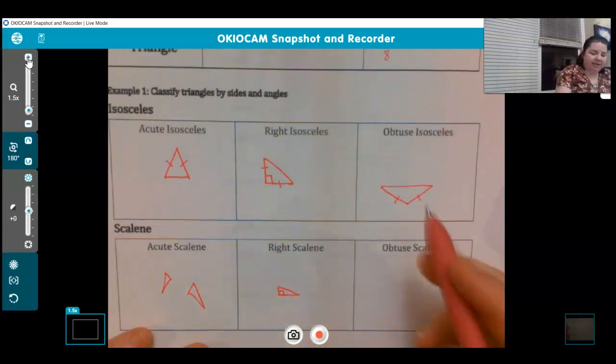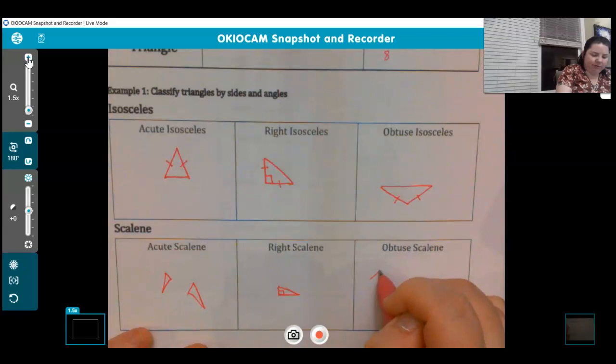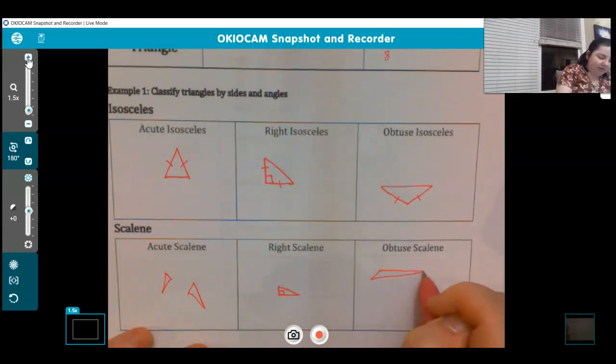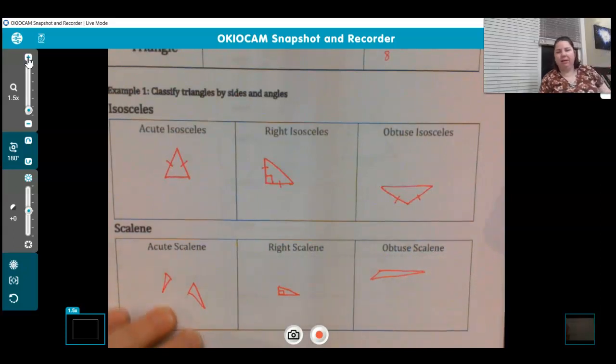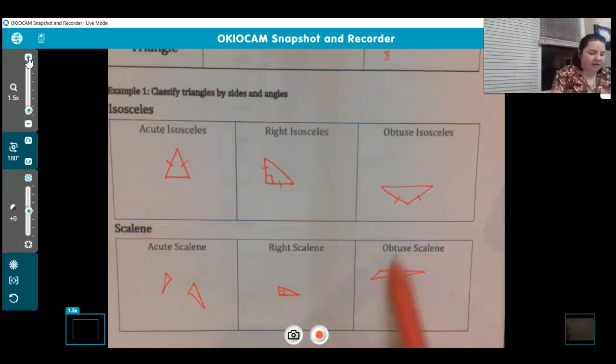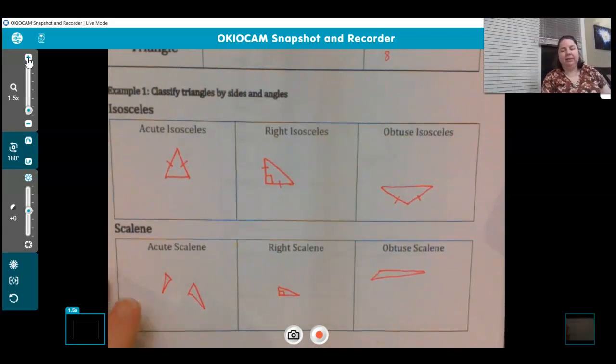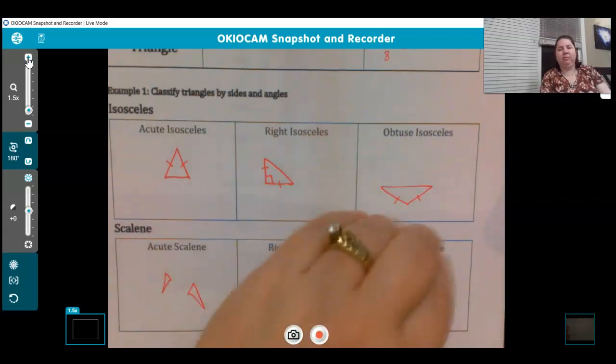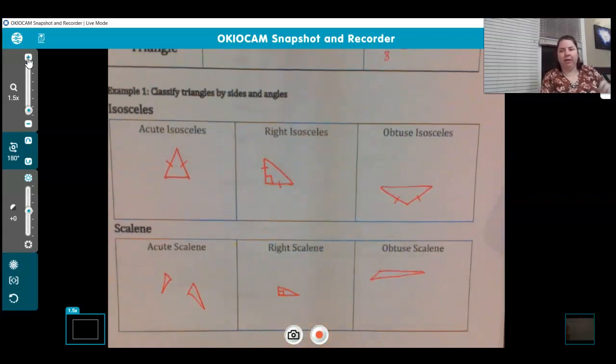My obtuse scalene triangle, let's see if I can make this a little bit bigger for you guys. That has a nice obtuse angle. Okay, well, I made it a little bit bigger. So I have an obtuse angle. I have no tick marks. None of my sides are congruent. Obviously, if I ask you to draw one of these triangles, I am not looking for artistry. I'm just looking that you can mark it correctly so we know what kind of triangle it is.